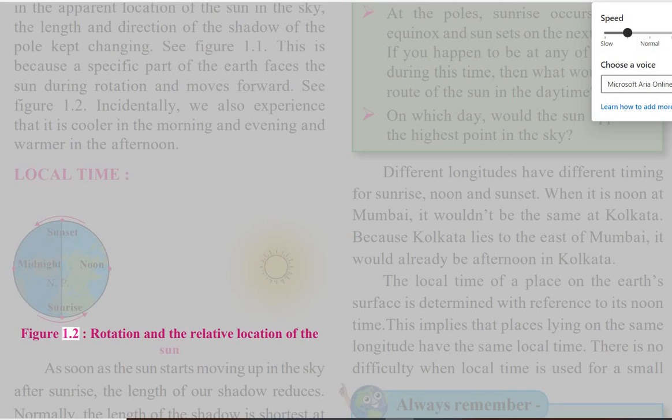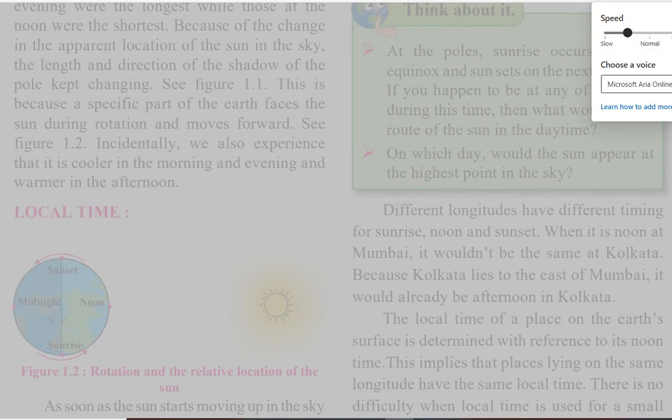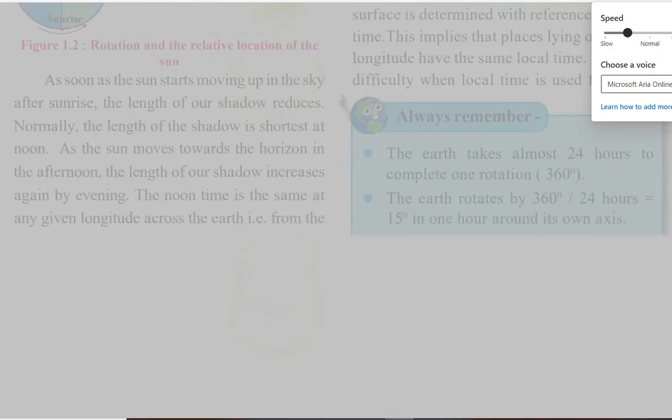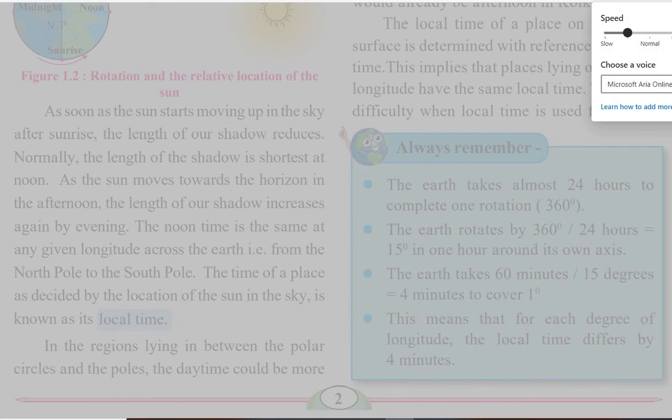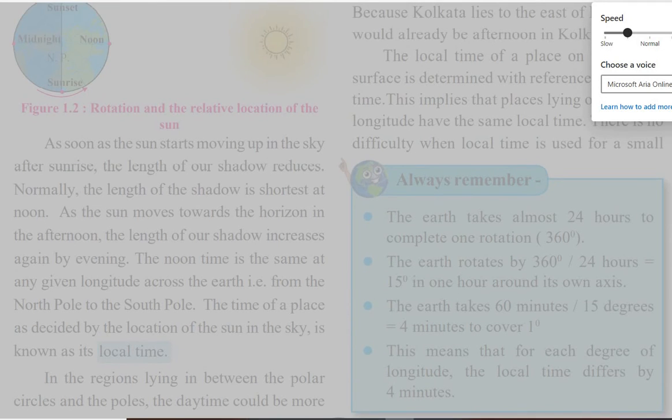Figure 1.2. Rotation, and the relative location of the sun. Think about it. Always remember. Noon. Sunrise. NP. Midnight. Sunset. Think about it.